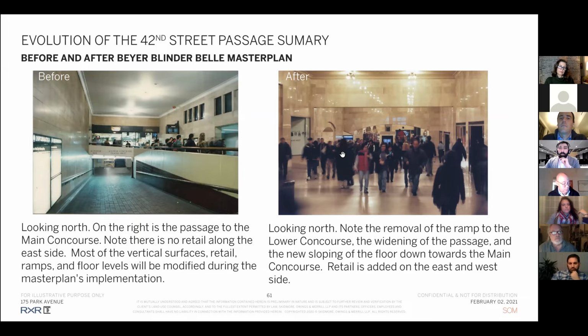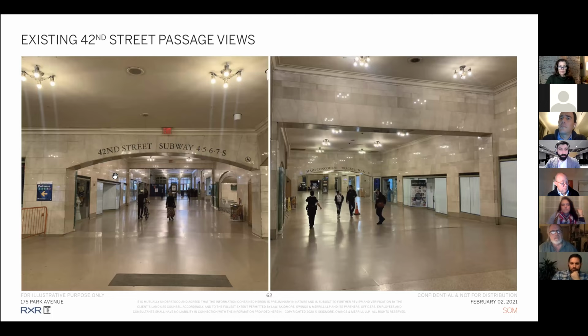This is the same point, but looking north. On the left is before with the ramps, and notice how that eastern part of the passage would be unrecognizable to anybody today. On the right side is after the implementation of the master plan. And these are our current views that show, again, that eastern wall with that lining of retail that was created in the late 90s by Beyer Blinder Bell.